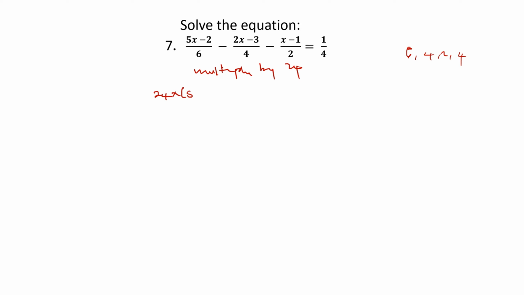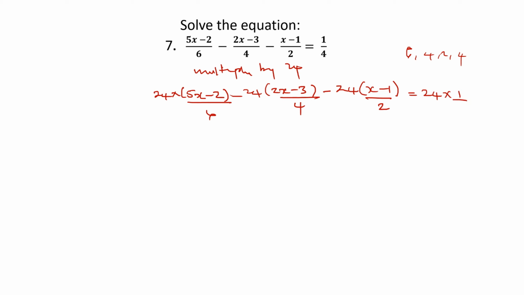So to solve this again, we have 24 multiplied by 5x. Remember, bracket means multiplication. So this divided by 6, minus, we have our minus sign here, 24 multiplied by 2x minus 3 all over 4, minus again 24 multiplied by x minus 1, bracket means multiplication, over 2 is equals 24, again multiply by 1 over 4.